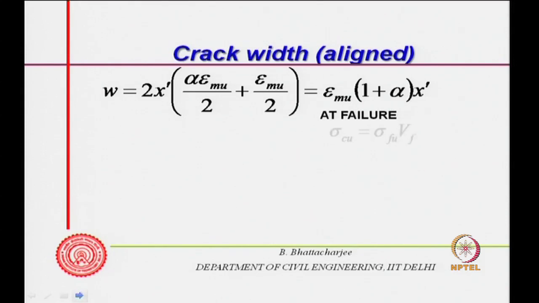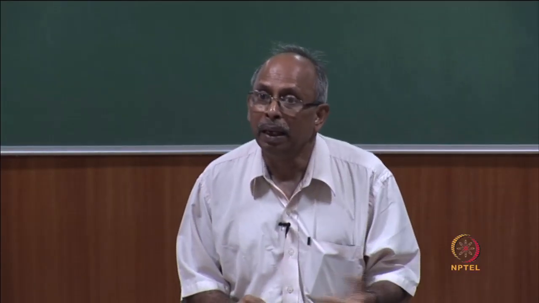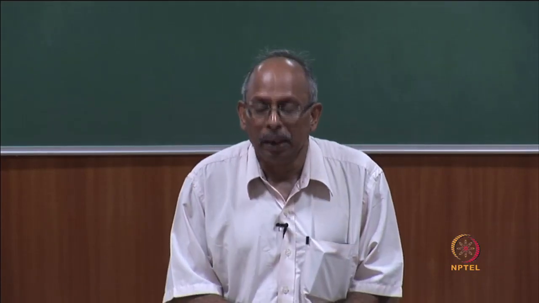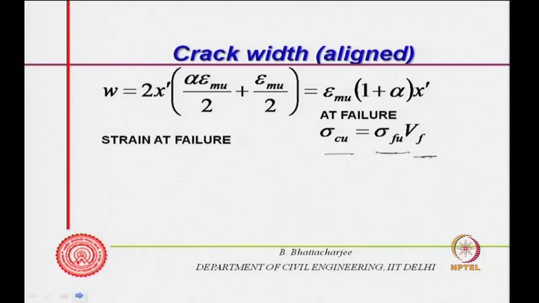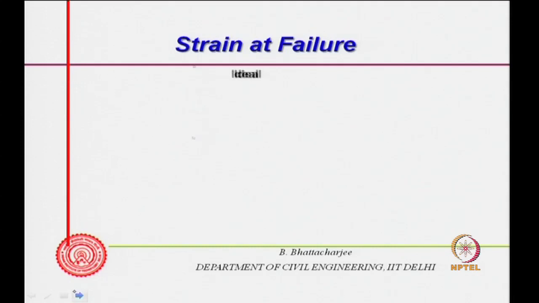At failure, sigma Cu is equal to sigma Fu Vf, because the composite, after the matrix has failed, is carried by the fibers. If the fiber is snapping, it will be sigma Fu Vf, whatever is the type of fiber. So, that is how we got the stress strain diagram, and obviously, the strain in the fiber we can find out. Basically, we will come back to this, but let us look at this diagram.